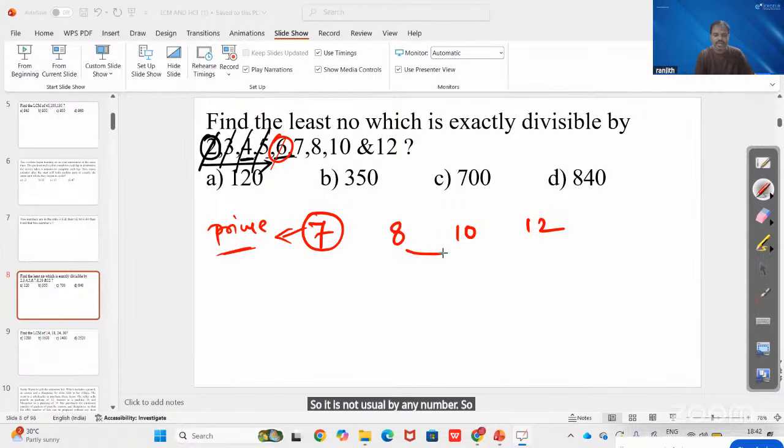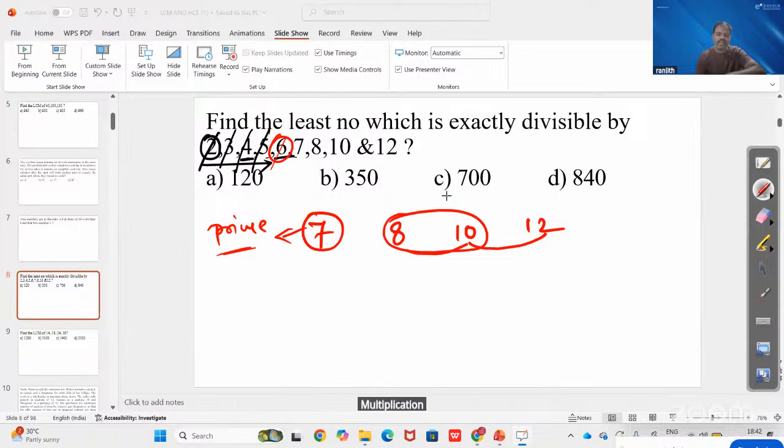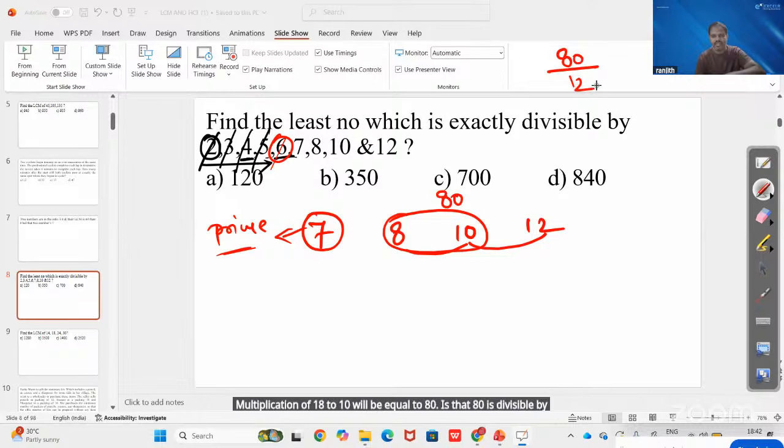So we need to find out the LCM of 8, 10, 12. What is the LCM of 8, 10, 12 in the sense? Again, no need to write any value. So I will take multiplication of 8 into 10. Multiplication of 8 into 10 will be equal to 80. Is that 80 is divisible by 12 table in the sense?